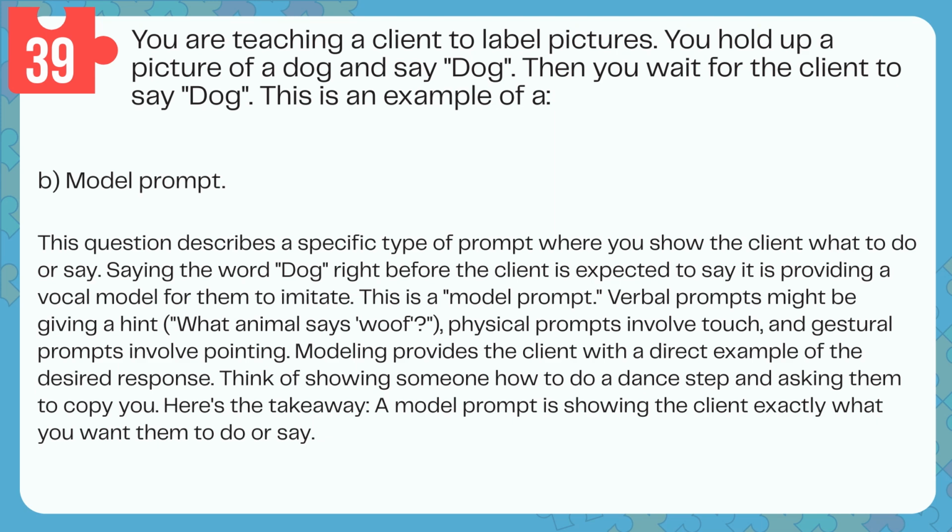Saying the word dog right before the client is expected to say it is providing a vocal model for them to imitate. This is a model prompt. Verbal prompts might be giving a hint. What animal says woof? Physical prompts involve touch, and gestural prompts involve pointing. Modeling provides the client with a direct example of the desired response. Think of showing someone how to do a dance step and asking them to copy you. Here's the takeaway. A model prompt is showing the client exactly what you want them to do or say.